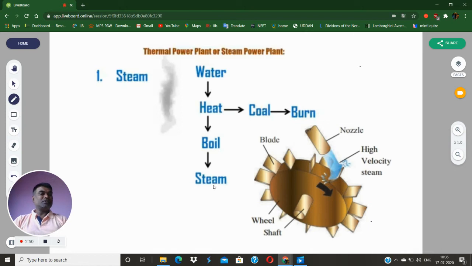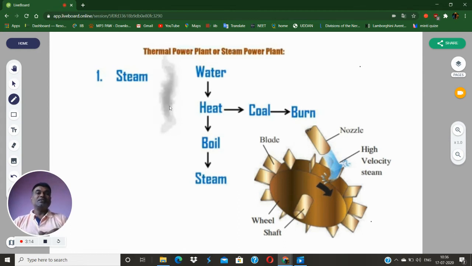The water converts into steam, creating high pressure and high temperature, so the steam is high pressure steam. I have tried to show it here. This is the steam, which has great energy and great pressure.